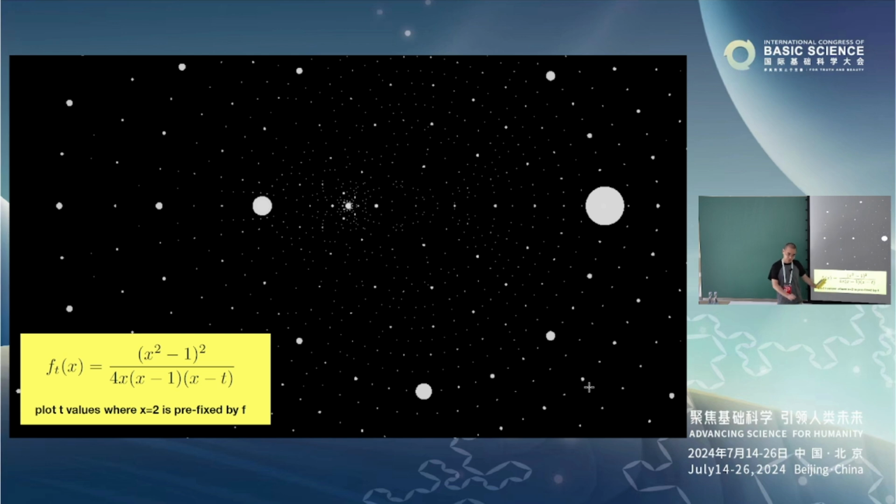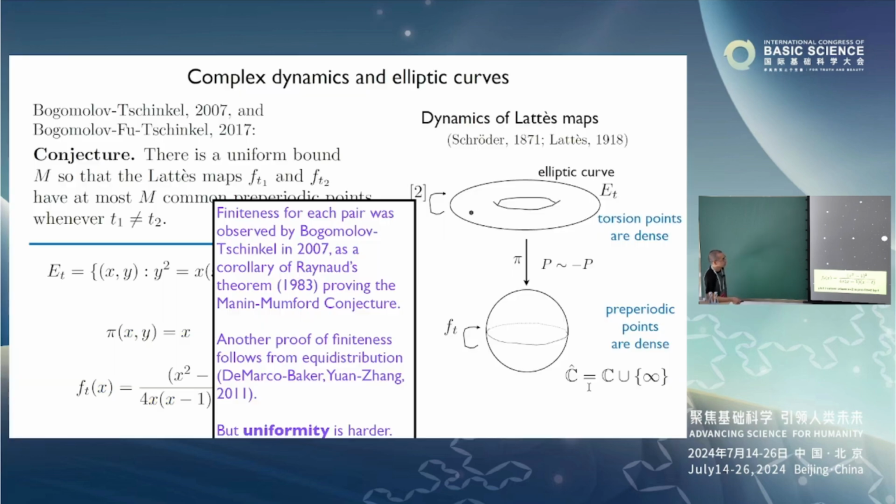because you don't see lots of topology here, since the Julia set is everything, right? And the measure is kind of smooth. You do not see very complicated topology here. But if you study the arithmetic, you have the connection with the elliptic curve. You have lots of those things. Okay, so the thing is the uniformity. They already know the finiteness if T1 is not equal to T2, right? There are only finitely many of them, but the uniformity is much harder.